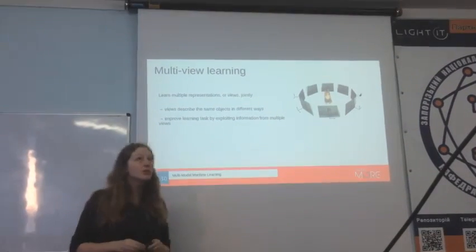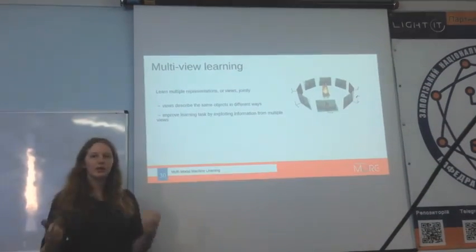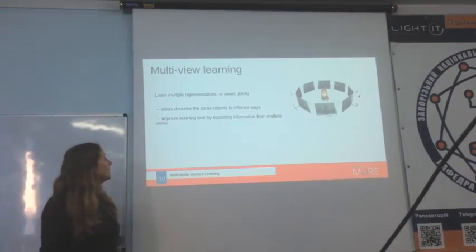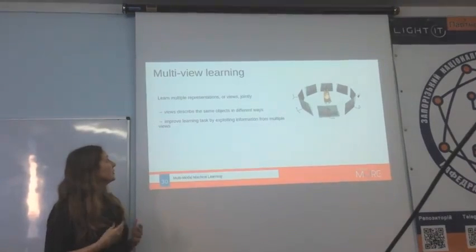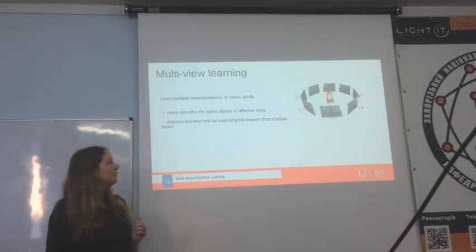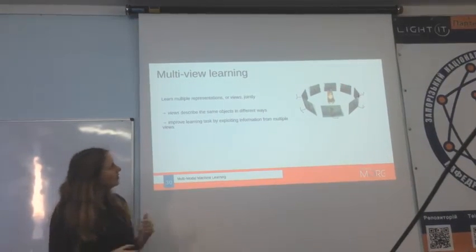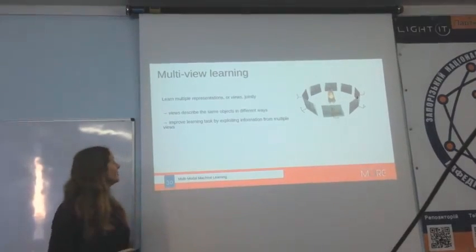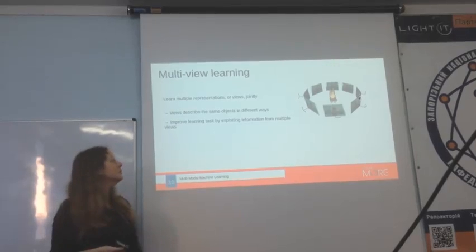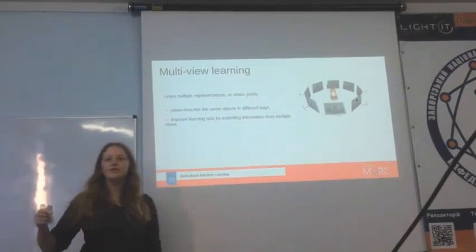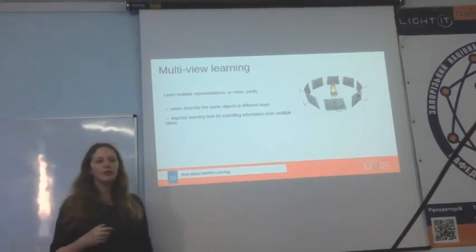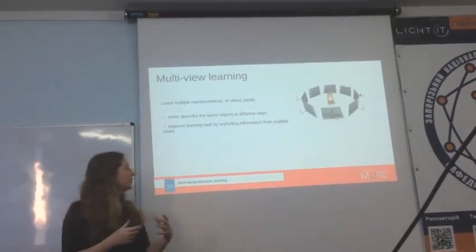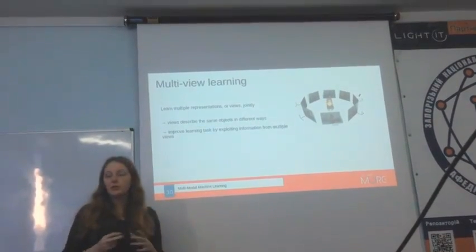Then you have multi-view learning, which is the thing that I was working with most. Here you will learn multiple representations or views jointly. So, for example, in the picture here, you have a dog, and you have literally multiple views from where you look at it. The idea is that the views will describe the same object in a different way. And you will also, again, try to learn them all together to exploit information from all the views.